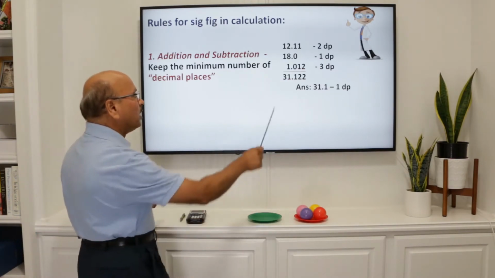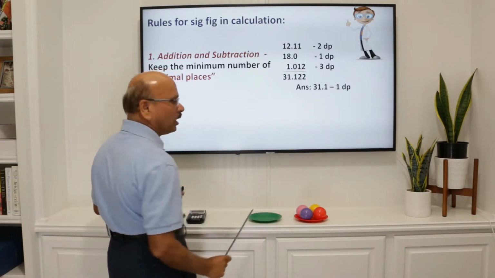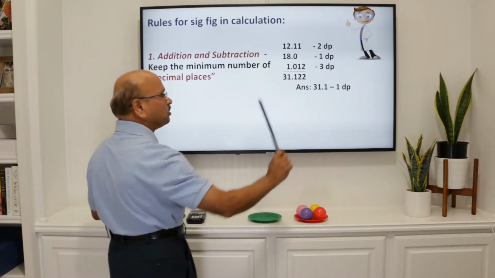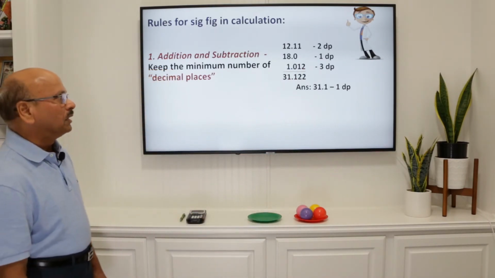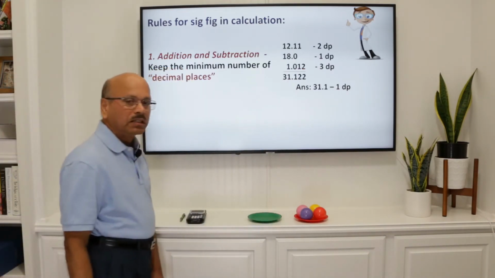But just remember, the number which is cut off, if 5 or more, you have to add 1 to the last digit. Or if it is less than 5, you can just leave that as such. So this is the idea. So the answer is going to be 31.1 in this case.